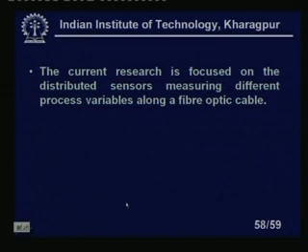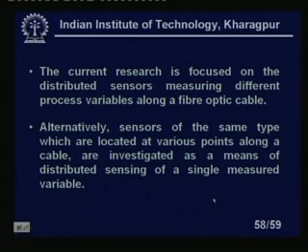The current research is focused on distributed sensors measuring different process variables along a fiber optic cable. Alternately, sensors of the same type which are located at various points along a cable are investigated as a means of distributed sensing of a single measured variable. That is only possible, but it is coming out.